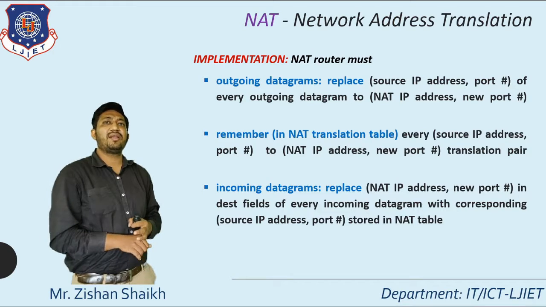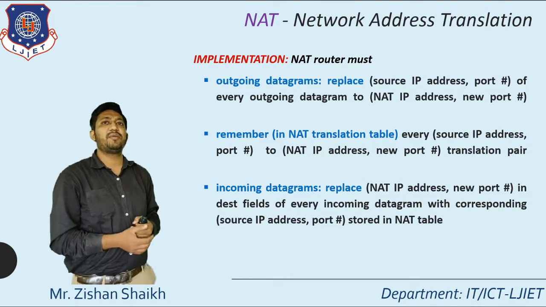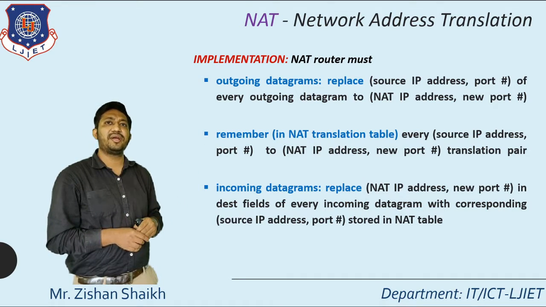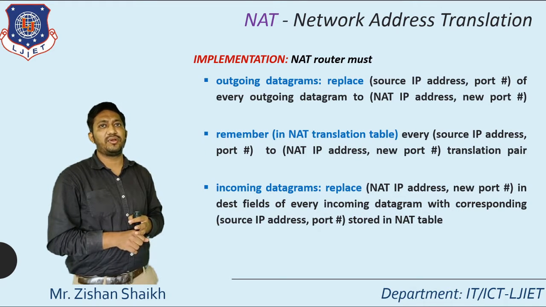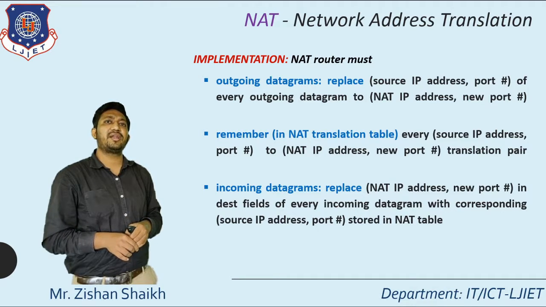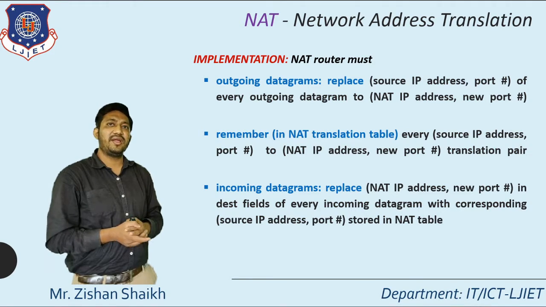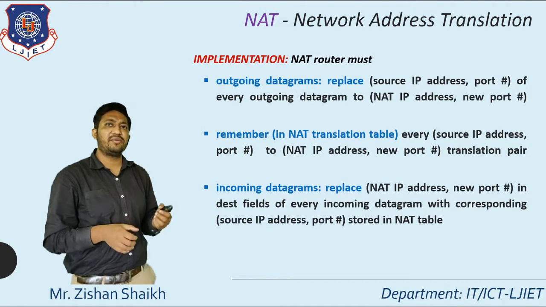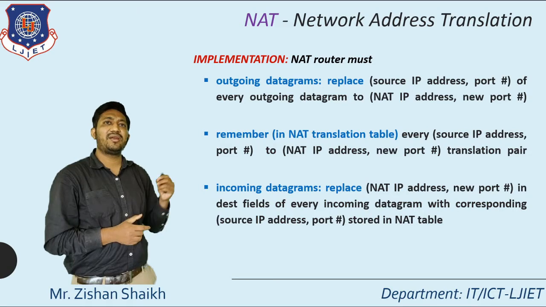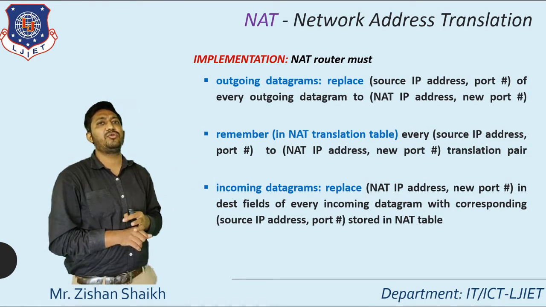Now we are moving to the implementation part. The NAT router must implement the following three things. First is the outgoing datagram, which contains the source IP address and port number; that will be implemented for every outgoing datagram using NAT. Next is remembrance. NAT must remember its network translation table, where every source IP address and port number maps to a NAT IP address and new port number.